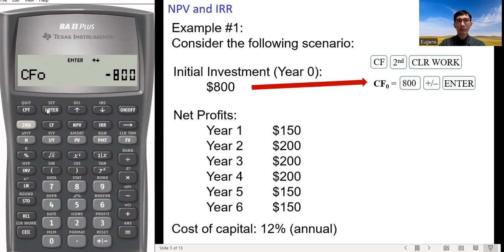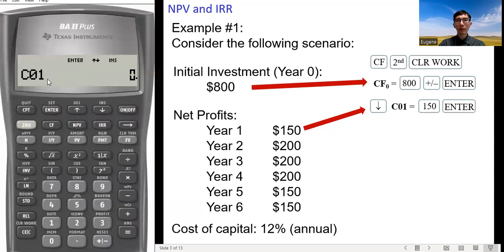Press enter. And then we enter the net profit by the end of year 1, which is 150. Press the down arrow key to get C01, enter 150. This is a cash inflow, positive 150. And then press enter. And then how about the frequency, F01?